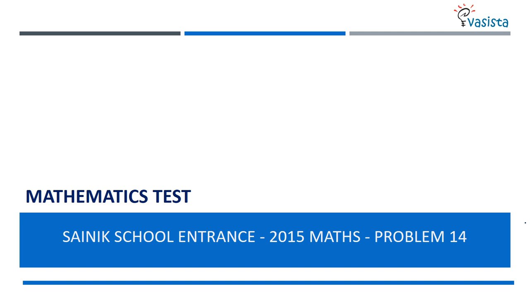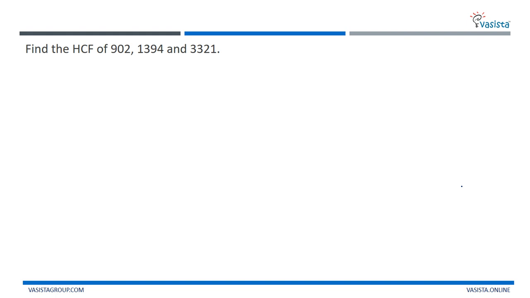Fine, let me go with problem number 14. Find the HCF of 902, 1394 and 3321. Let me go with the division method of finding HCF. First I will go with these two numbers, then the other number. Whatever HCF we get from these two, I will find with the third number. Now let me start working on this.